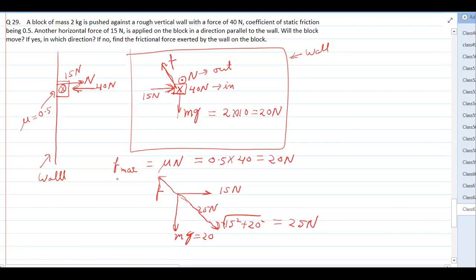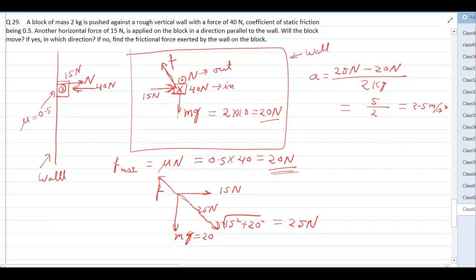Okay. So now friction is going to be 20 Newton, because that is the maximum friction that we have written. So 25 Newton in this direction minus 20 Newton is the net force, divided by the mass 2 kg. That will be the acceleration. So acceleration will be 5 by 2, that is 2.5 meter per second square. So in this way we can write.